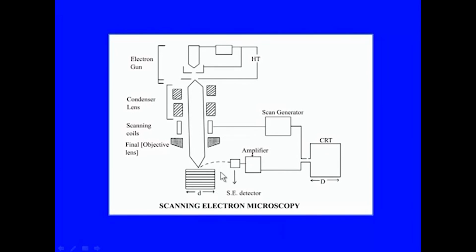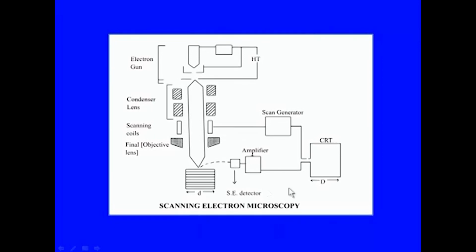Now, this specimen area can be tilted at a certain angle towards the detector. The secondary detector is placed somewhere here. This detector collects the secondary electrons, which are of very low energy, and since they are low energy electrons, they need to be amplified to see the signal. So, the signal goes through an amplifier and through a photomultiplier tube finally to the cathode ray tube. The ratio of D to D on the specimen plane gives you the magnification.